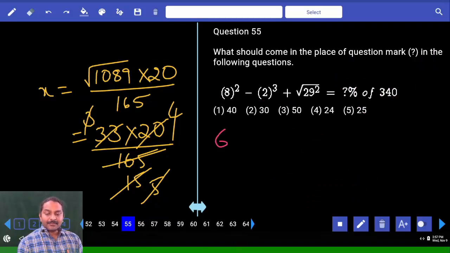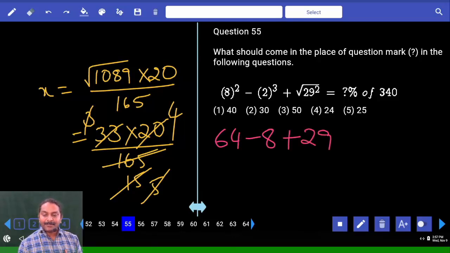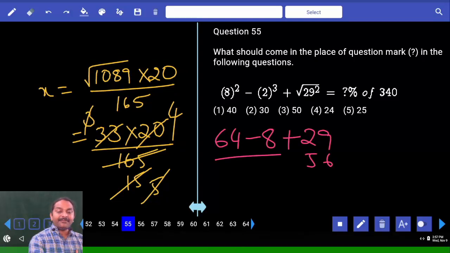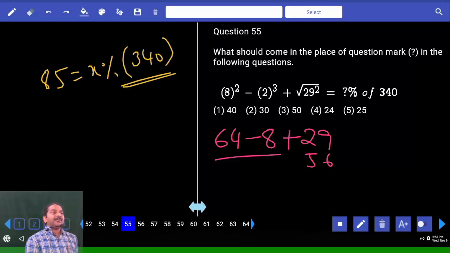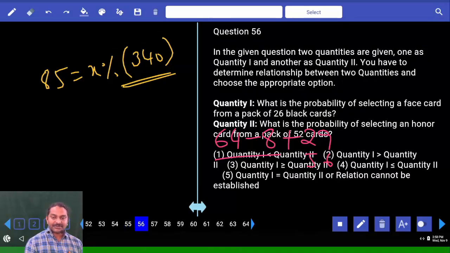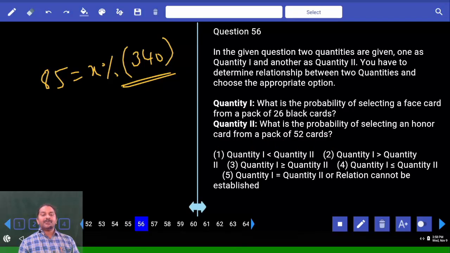8 square minus plus under root and square both get cancelled and finally you will have 29 only. How much is this? 56, 29, 85. So 85 is what percentage of 340? What is half of 340? Half of 340 is 170. So 85 is half and half, right? 25%. 5th option.